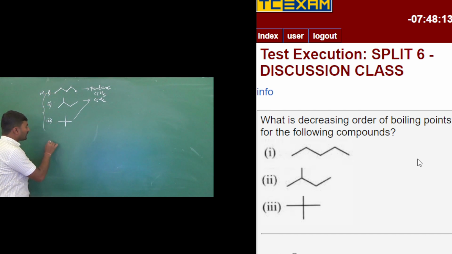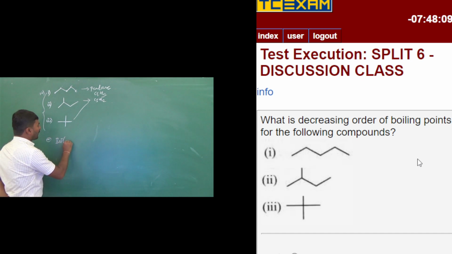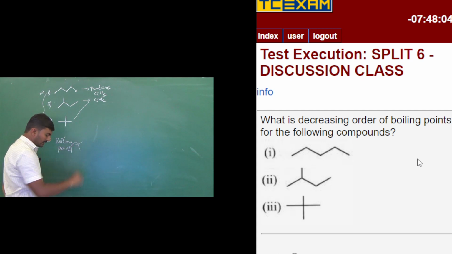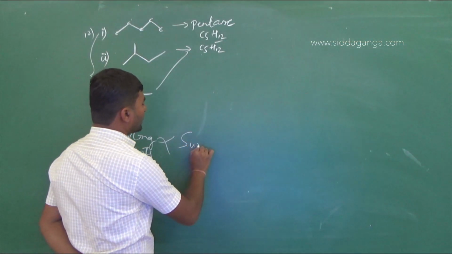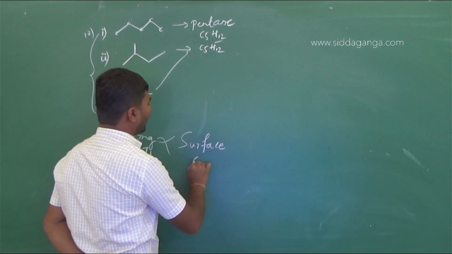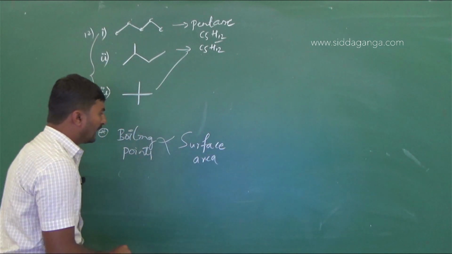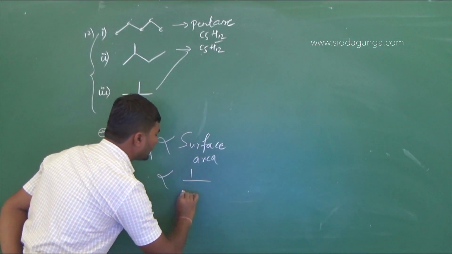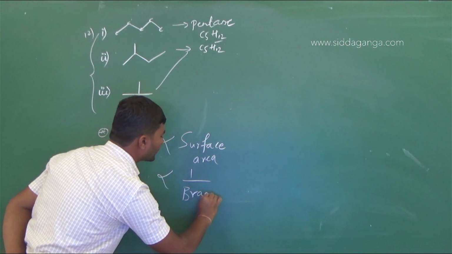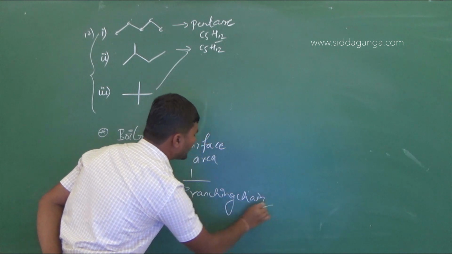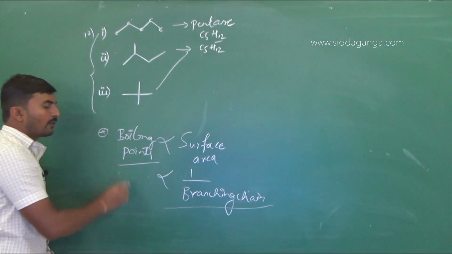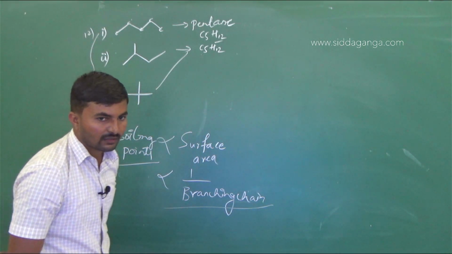Okay, one thing we must know, that the boiling points of molecules are directly proportional to their surface area. At the same time, they are inversely proportional to their branching of the chain. As the branching of the chain increases, the boiling point is going to decrease.